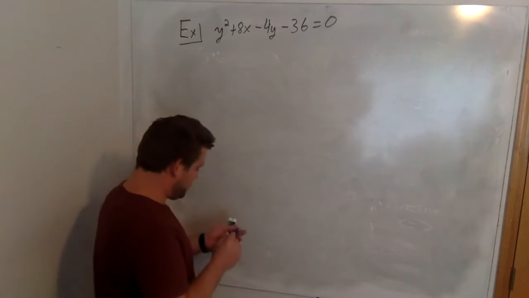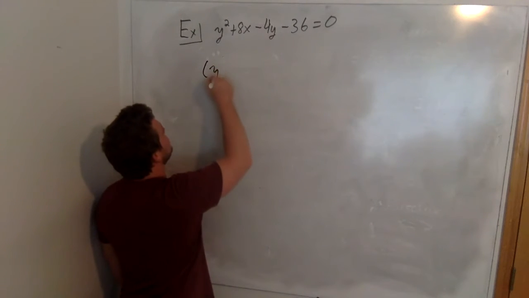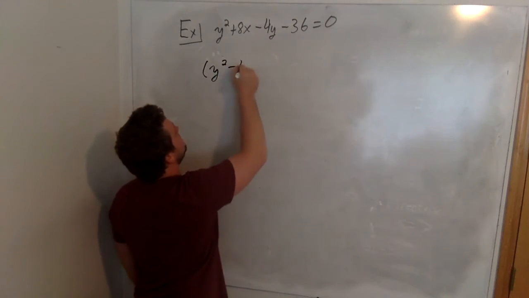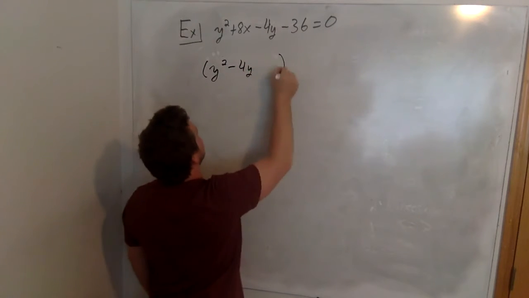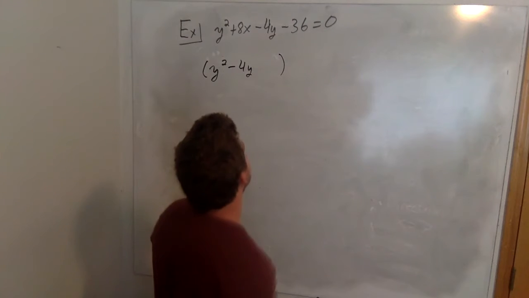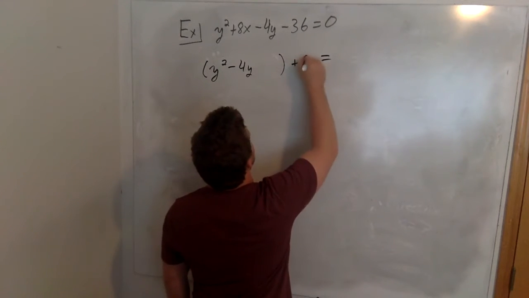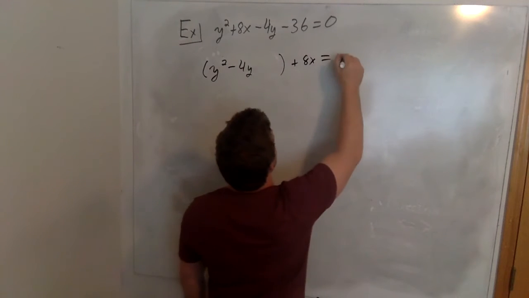Okay, let's go ahead and group our y pieces together. So we'll have a y squared minus a 4y. There's nothing to factor off the y squared, so I'll just leave myself some room here. This is going to be equal to plus 8x. And let's add 36 to both sides.